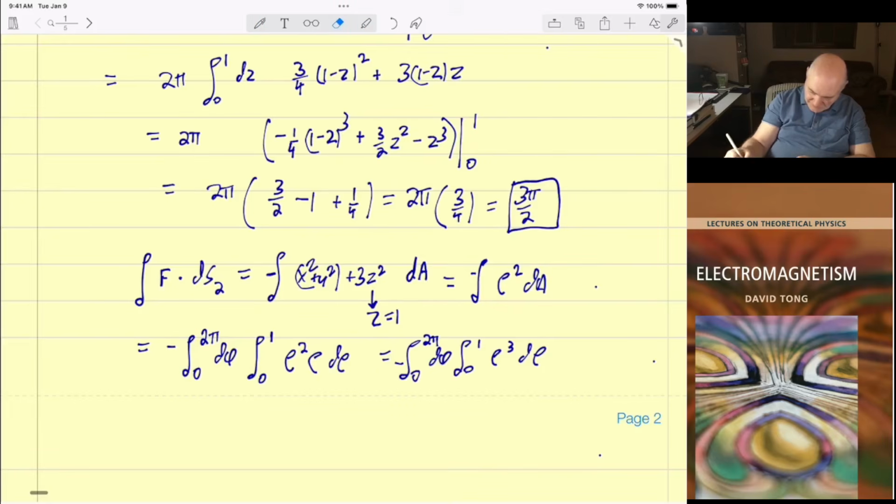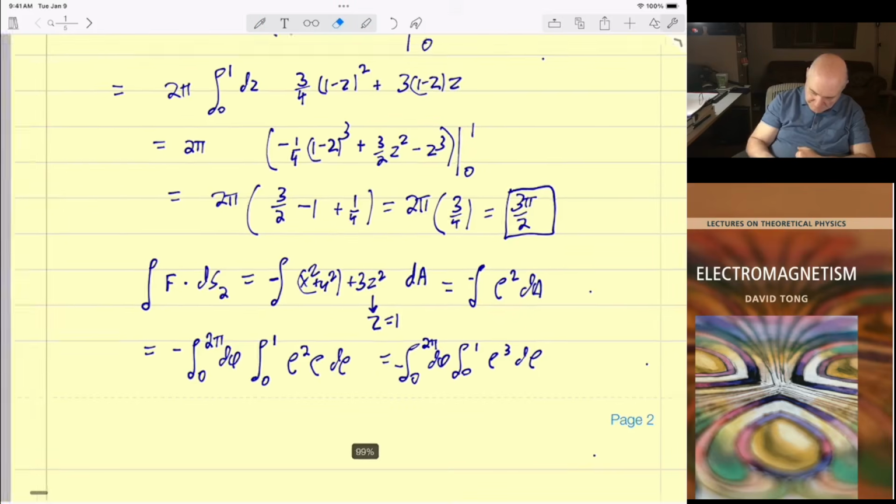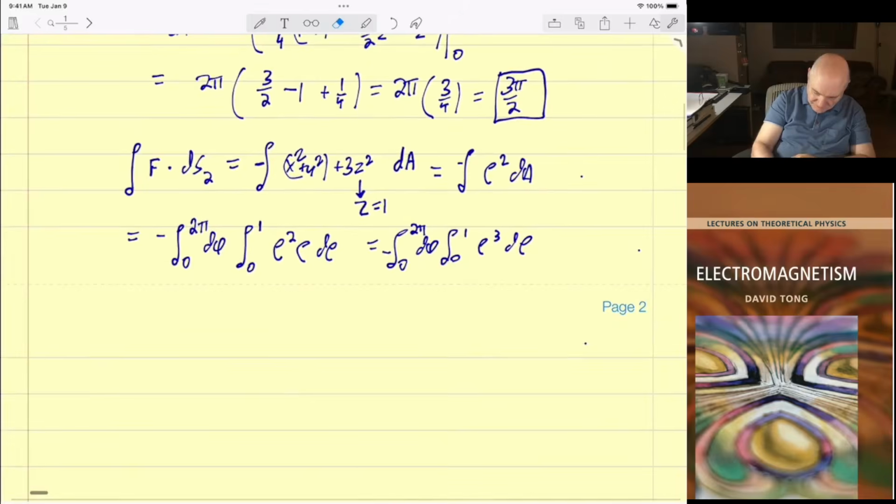Okay, and so this is equal to minus 2 pi, then I have rho to the 4th over 4 from 0 to 1. So this is equal to minus pi over 2.